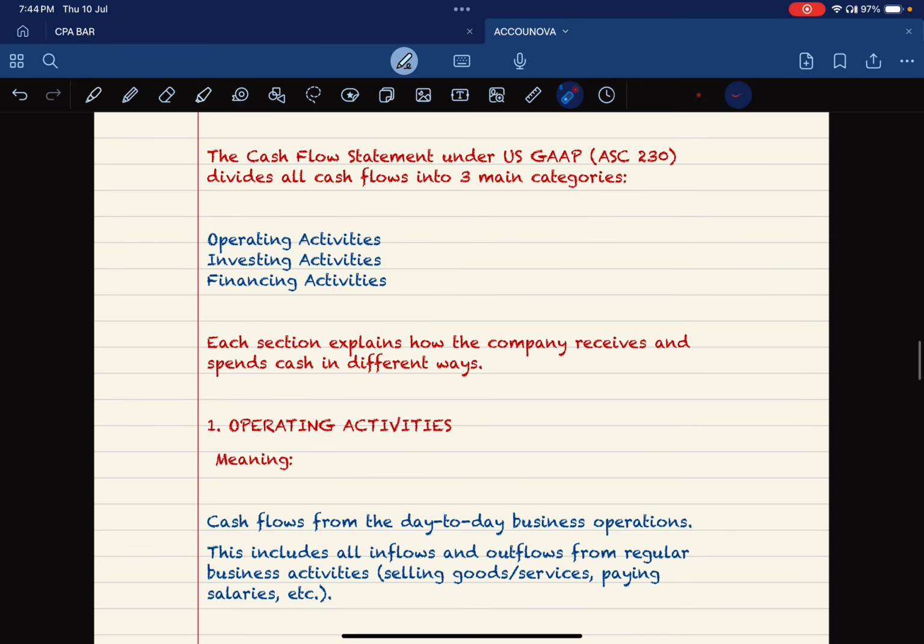So the statement of cash flows under US GAAP, as said, is divided into three categories. That is OIF, operating, investing, financing, and they should be in the same order. Please mark it as important.